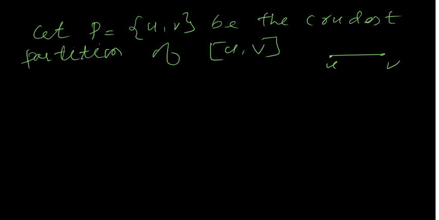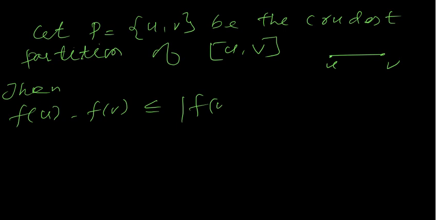So let's take this partition as the partition of uv. Then f of u minus f of v, in modulus, is always less or equal to mod, because this may be a negative number, but mod is always positive. If it is positive, then equality holds. But this is the variation of the function f over the interval uv with respect to the partition, because this partition contains only 2 points. Therefore, the variation with respect to this partition contains only one term, that is this one.